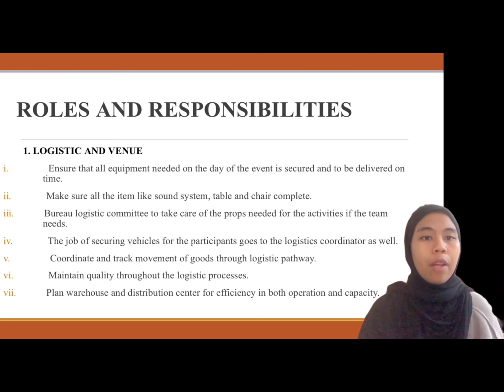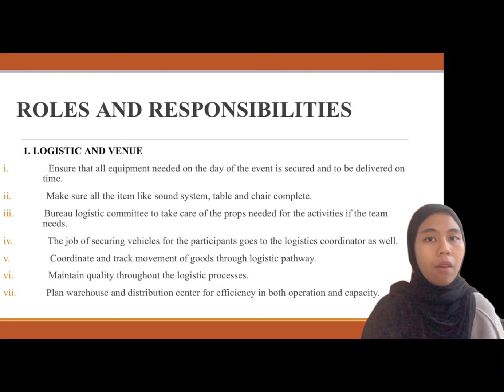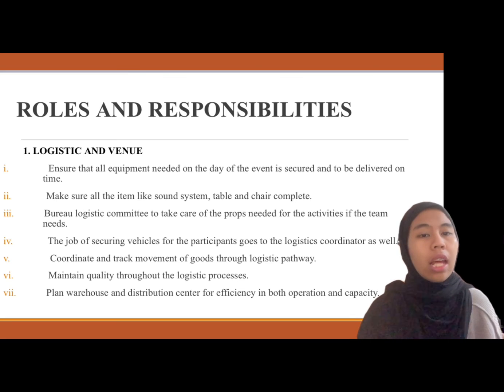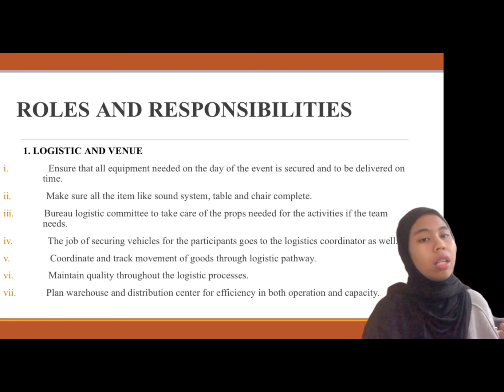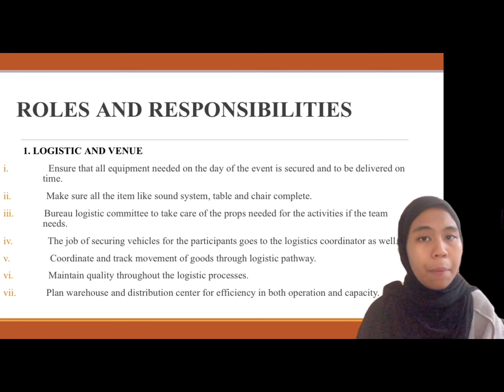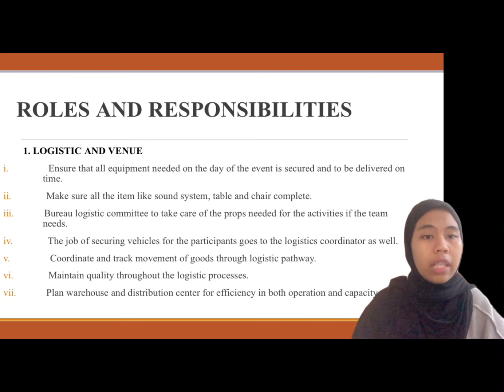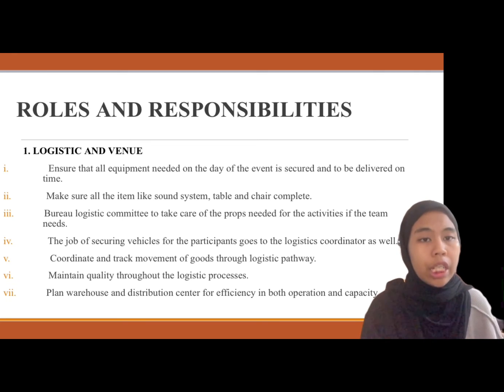And the last one is plan warehouse and distribution center for efficiency in both operation and capacity. So for this event, Bureau Logistic has to make sure that the capacity and the number of people attending the event is suitable, and all the guests are comfortable, and also the place is very safe for guests. For example, they have an alarm, they have complete chairs and tables, and the space of the venue is suitable for the guests and suitable for their event.